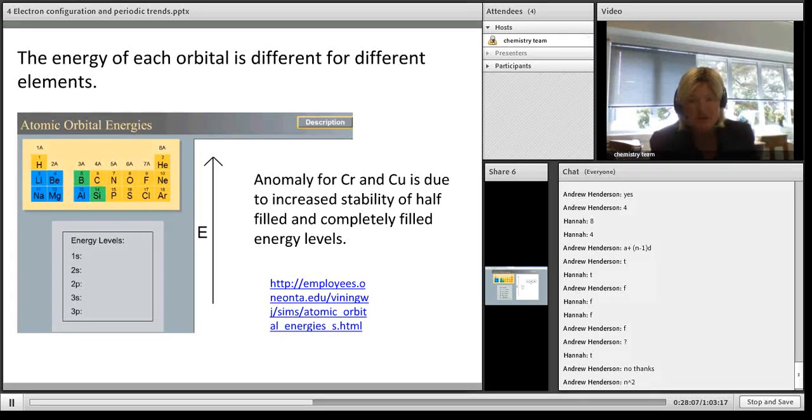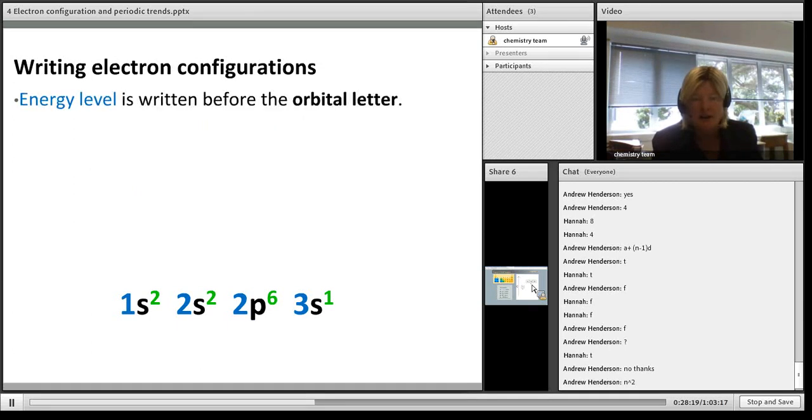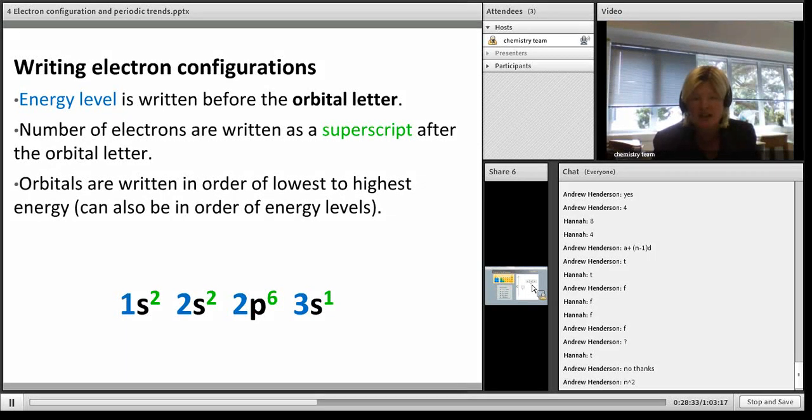What you have to do in the exams is be able to write electron configurations. And so I was just trying to explain there why the chromium and the copper have that anomaly in that slide. Okay, we've gone over the electron configuration of how to do it. So basically, each energy level is written before the orbital letter. You've got to use superscripts to show the number of electrons in each orbital.